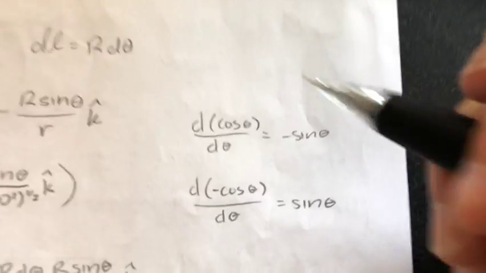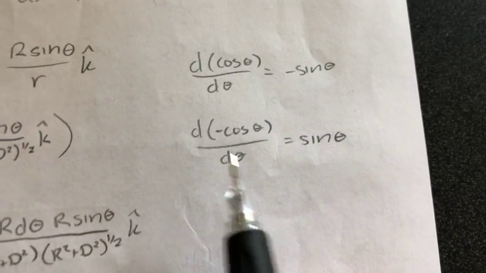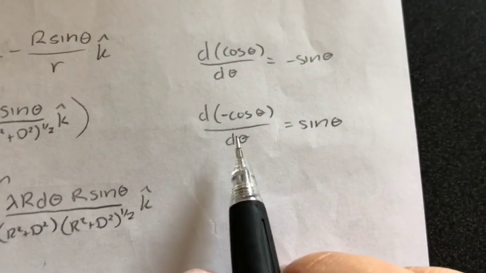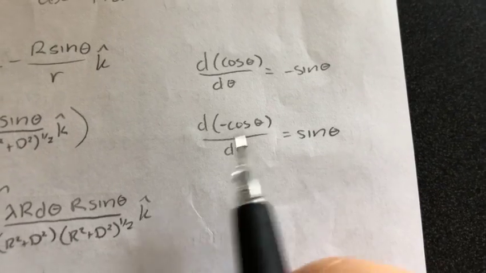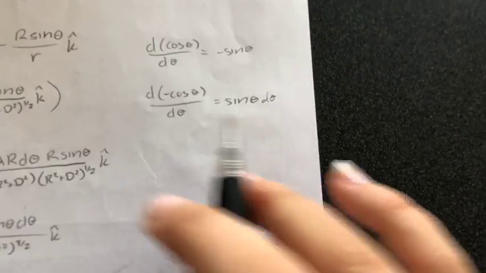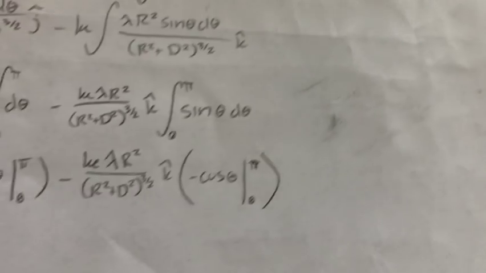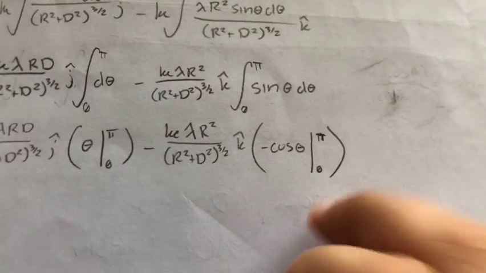And then for this one, since the derivative of cosine would be negative sine, we're going to multiply both by -1. The derivative of negative cosine is going to give us sine. Technically it's sine d theta for both of those. So we get negative cosine there. And now we're just going to plug in the bounds into each of these.